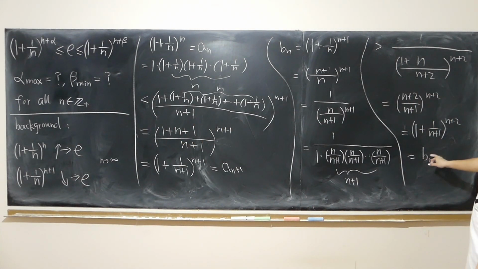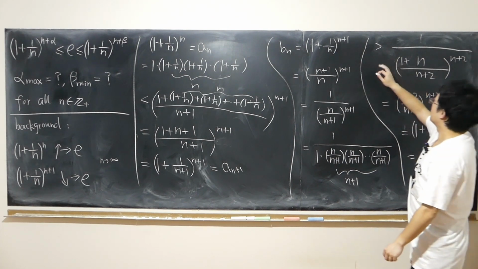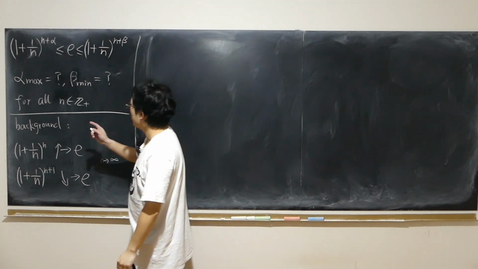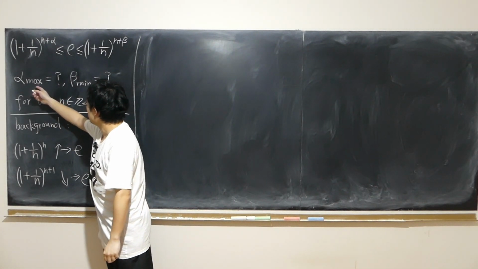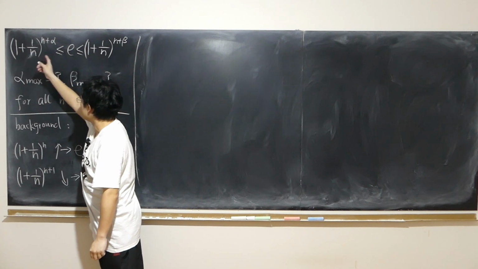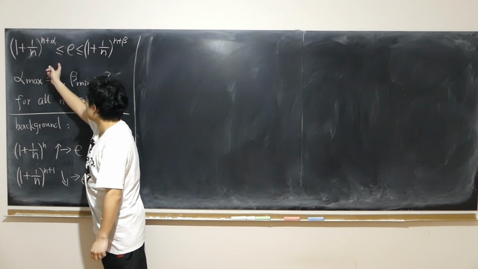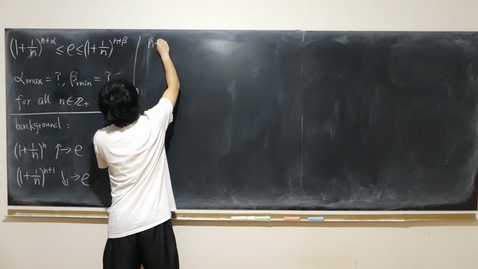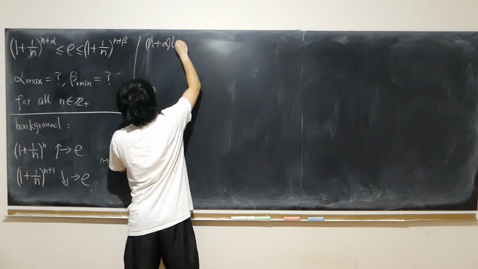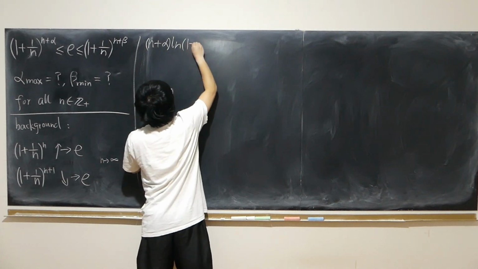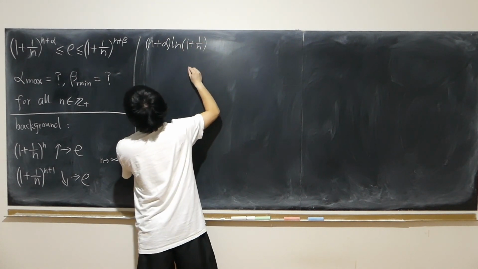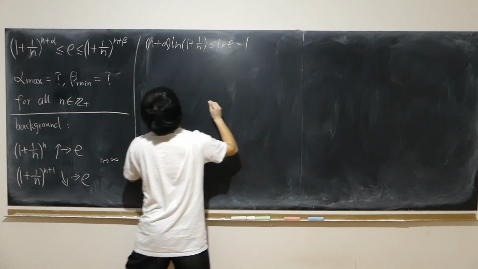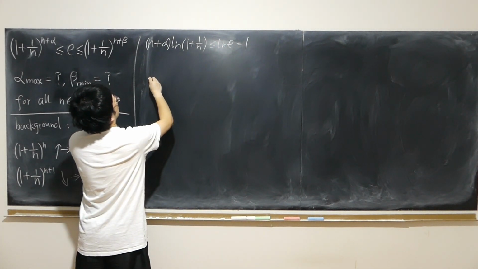Right? The next member is smaller than the previous member. Now, to answer this question, what's the maximum possible value of alpha that makes this inequality true? All I need to do is take logarithm on both sides. So take down the power n plus alpha times log of 1 plus 1 over n. That's less than or equal to log e. That is 1.